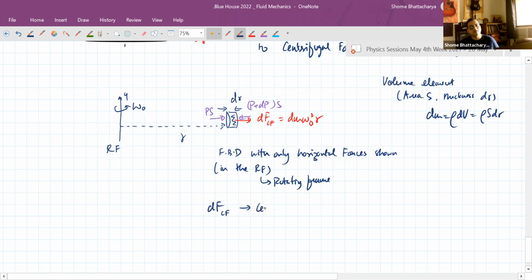So this is the centrifugal force on the element B. Okay. So centrifugal force, as you know, is a type of pseudo force.